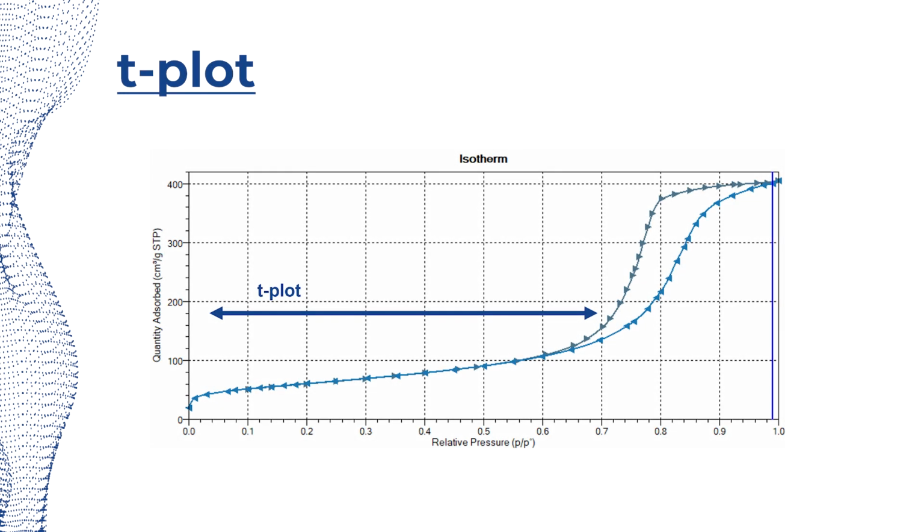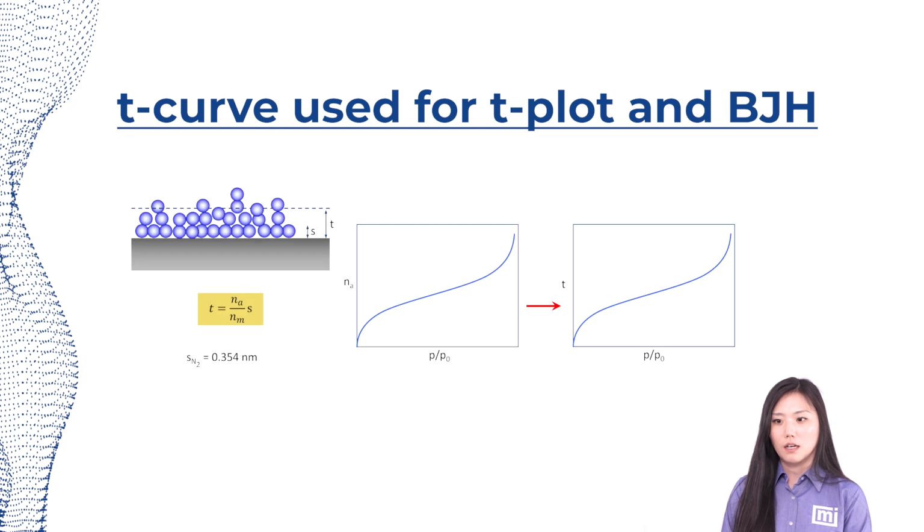For a t-plot, we need data points in the multilayer adsorption region, so that can really vary depending on the sample, but typically from around 0.1 to 0.7 relative pressure. So before we talk about the t-plot, let's talk about the t-curve first, which is used in the t-plot and then the BJH methods. The idea here is that as opposed to the monolayer, the multilayer adsorption is less dependent on the surface structure, but more dependent on the equilibrium pressure and temperature.